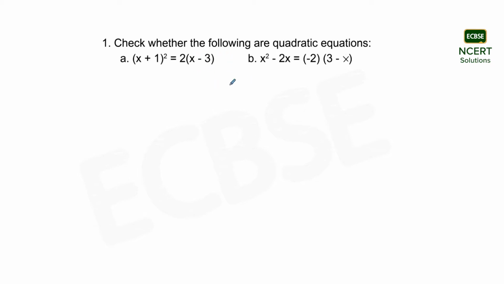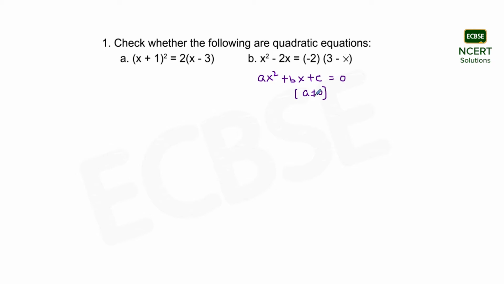Before proceeding with the questions, let us see what the standard form of the quadratic equation is. The standard form is ax² + bx + c = 0. What it means is that if the highest power of x is 2 and the coefficient a is not equal to 0, then that equation is called a quadratic equation. So the condition we have imposed for the equation to be quadratic is that the coefficient of x² should not be equal to 0.